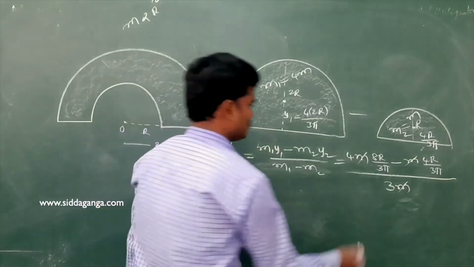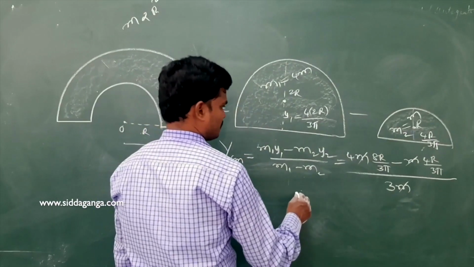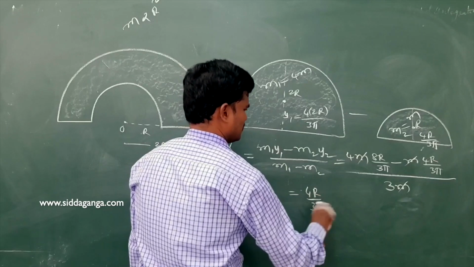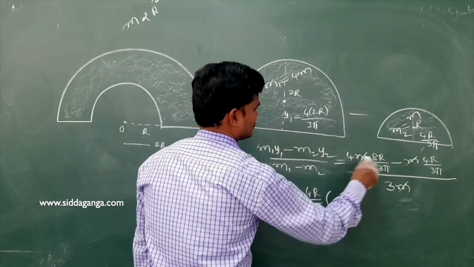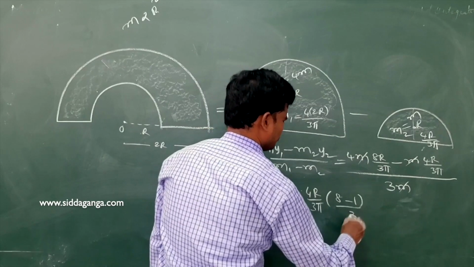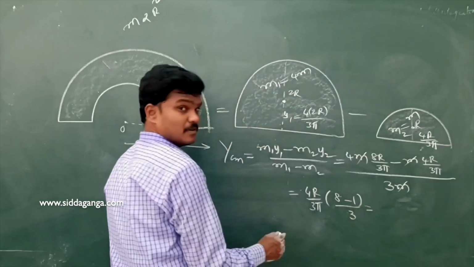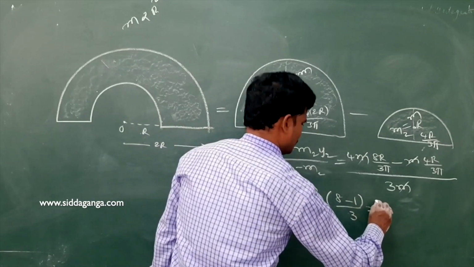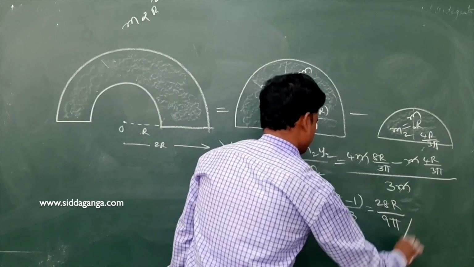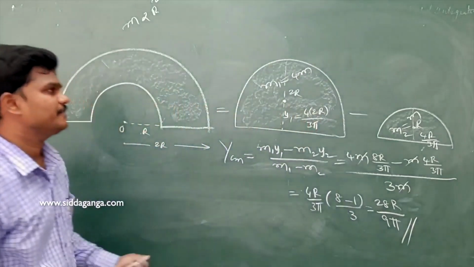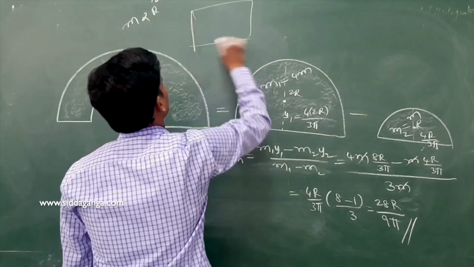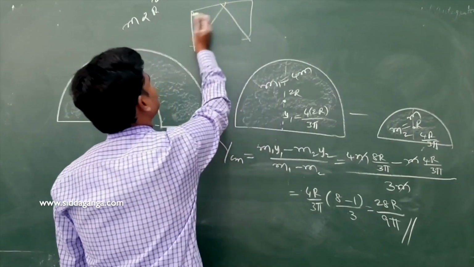Okay, so if you take 4r by 3 pi common, this is 2. So 8 minus 1, by 3, 7. Okay, so 28r by 9 pi. Verify these calculations. They may give anything like this, so they may cut in this direction.